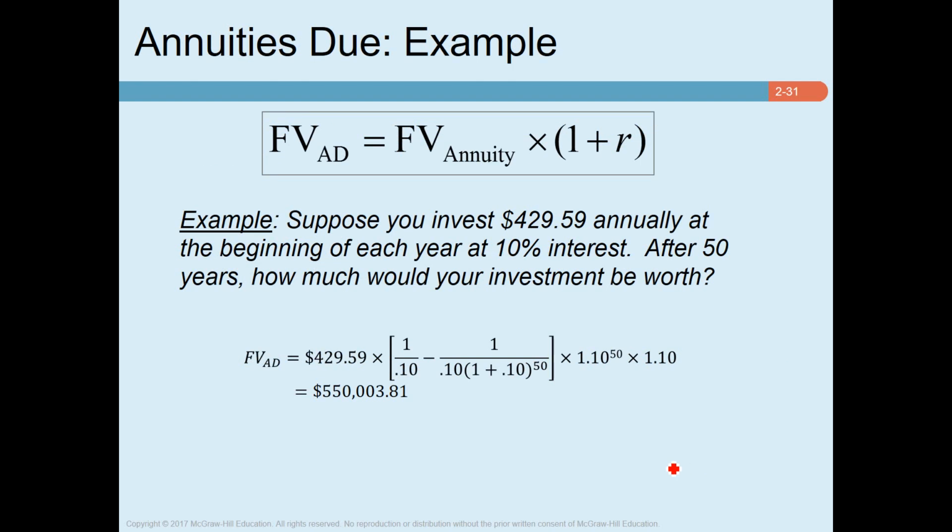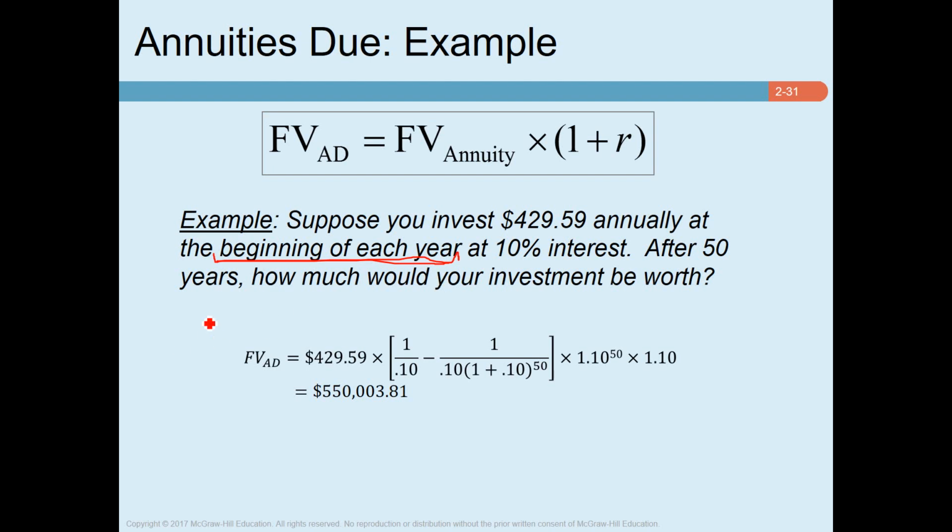So look at this example. Suppose you invest 429.59 annually at the beginning of each year. You can see this, beginning of each year, at 10% interest. After 50 years, how much would your investment be worth? So since it's starting at the beginning of each year, it is an annuity due. Okay, so since it's an annuity due, you use this formula.